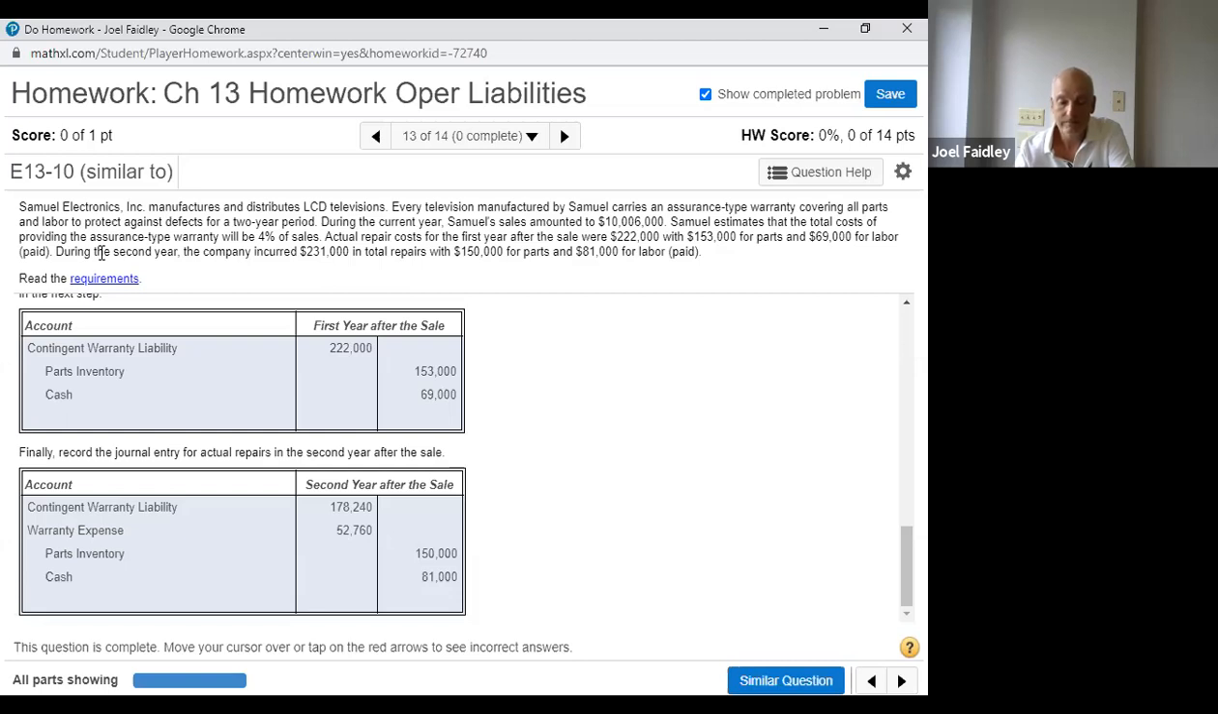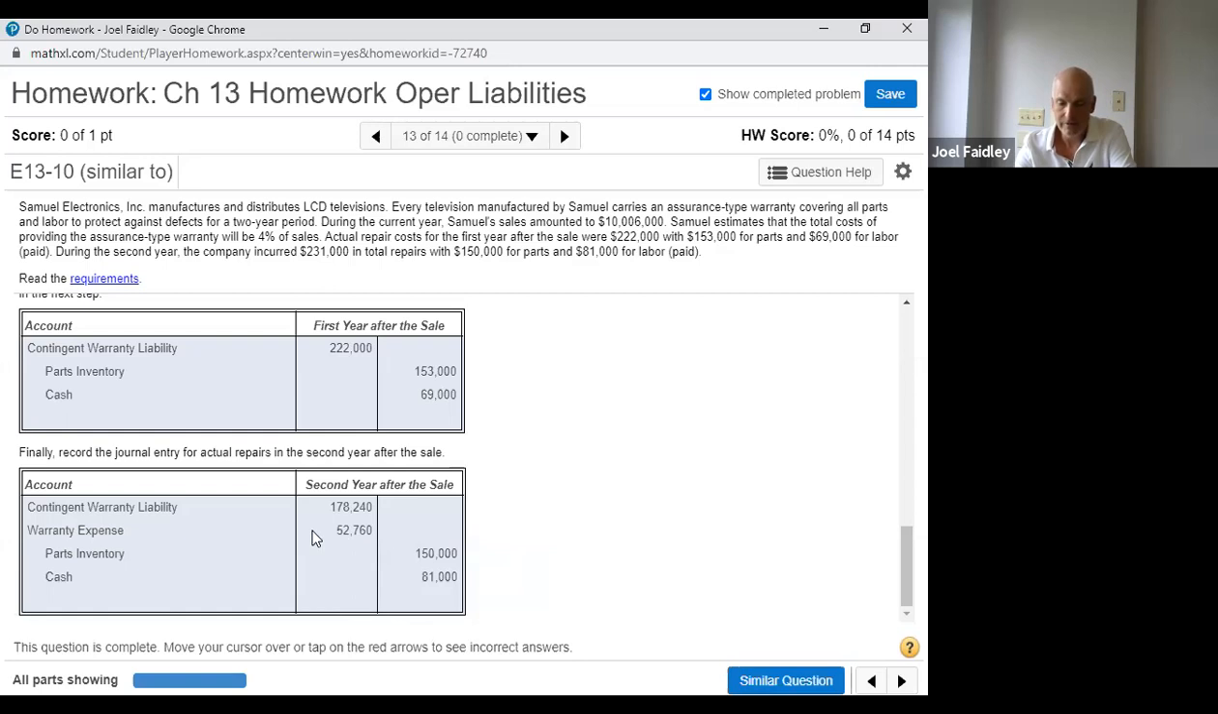It's $231,000. What did we just say back there a minute ago? You can't go debit with the debit balance on your accrual. So your contingent warranty liability can only be $178,240. The rest of it just gets locked into warranty expense. No prior period adjustment, no opening the books. You just eat that cost in that year. And there's my parts and cash.